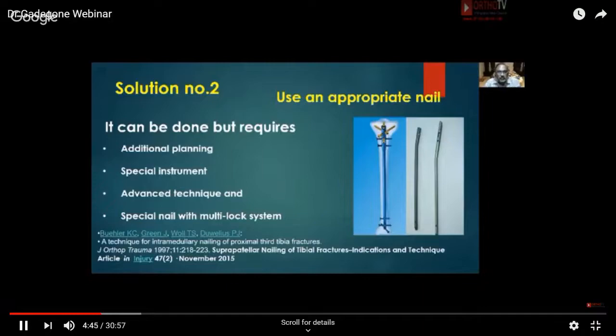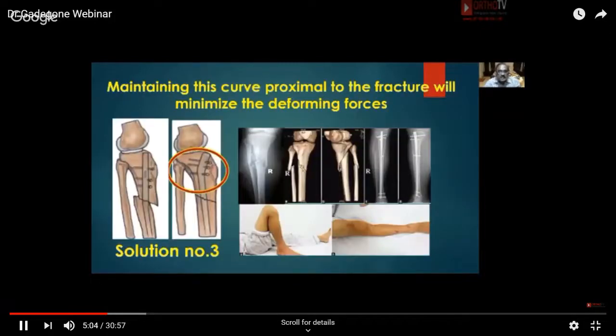Solution number two is to use an appropriate nail. It can be done in proximal as well as distal tibial fractures. It requires additional planning, special instruments, an advanced technique, and a special nail with multi-lock systems. Maintaining this curve proximal to the fracture will minimize the deforming force. Therefore, solution number three: we require a high bend nail in the proximal tibia.